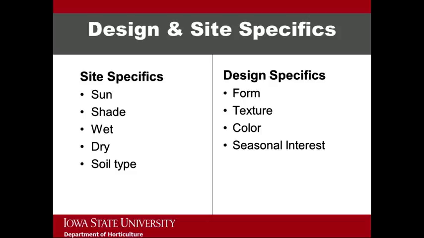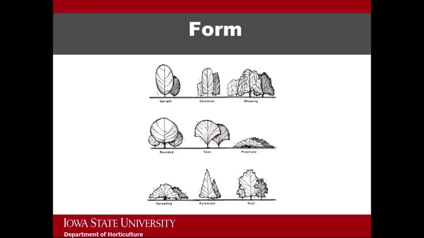Design specifics include utilizing the form, texture, and color of plants that will still fit in the site specifics. Using these three elements, the goal is to create all-season interest in the landscape. First, in the design specifics is form.